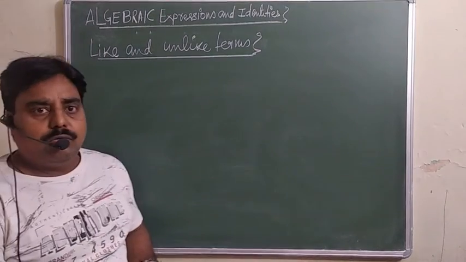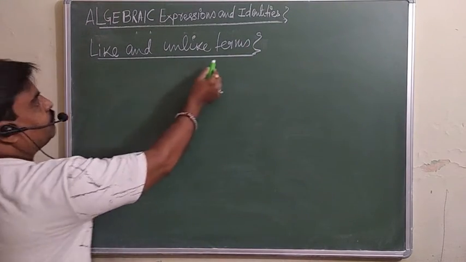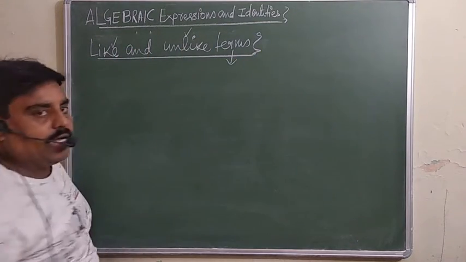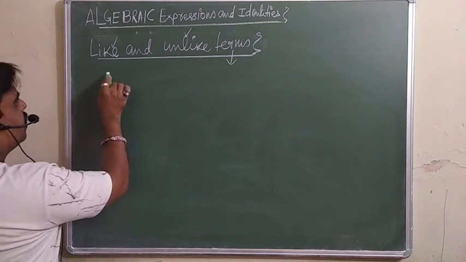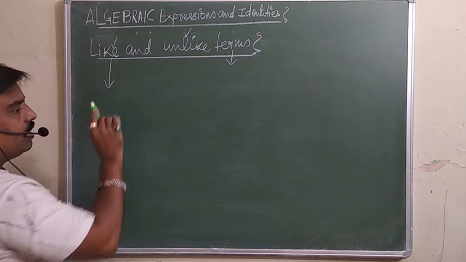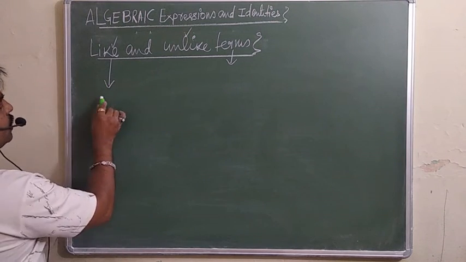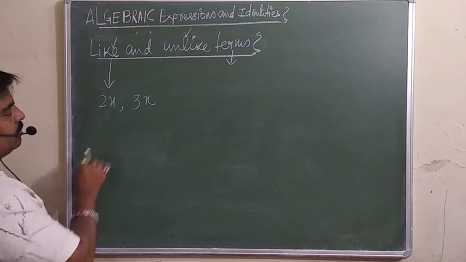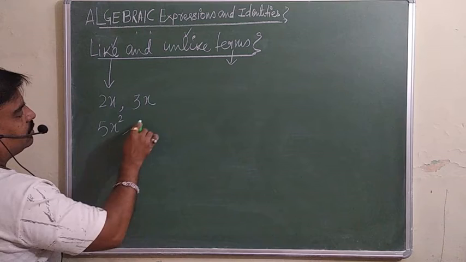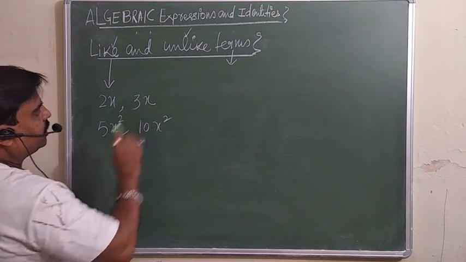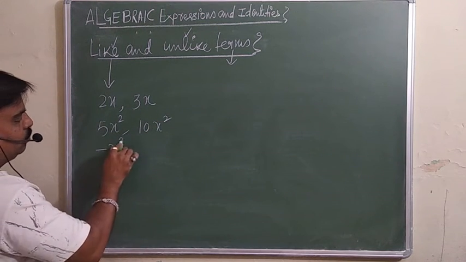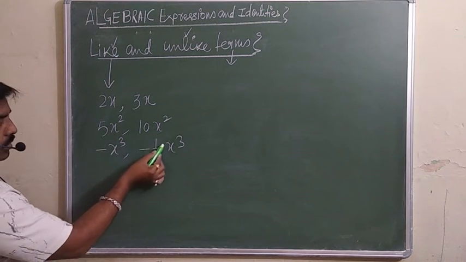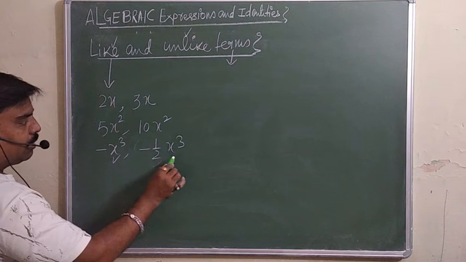Okay. Now the like and unlike terms. Which terms are known as like and unlike? Any terms will be like where the variable is same. For example, you are taking 2x and 3x. These are like. 5x square, 10x square is like. Minus x cube and minus 1 by 2 x cube. We are not worried about this coefficient.